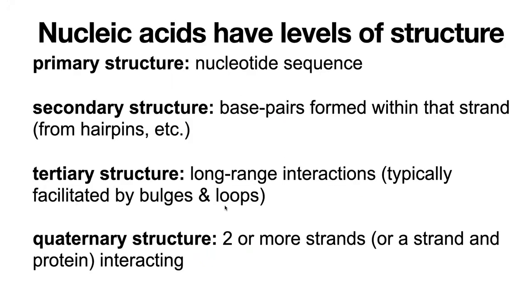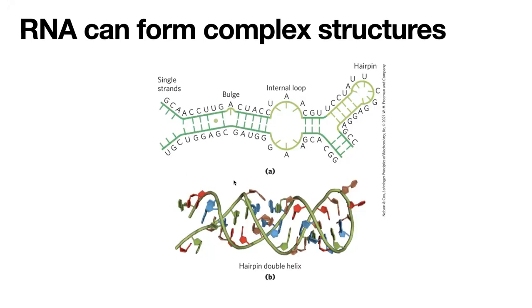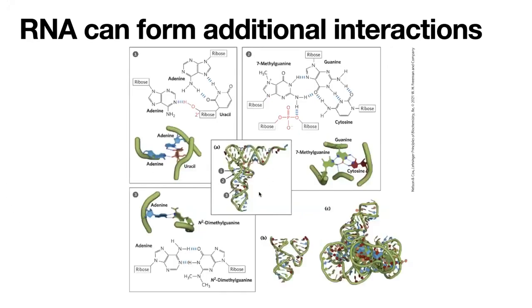We can also have tertiary structure. This is going to involve longer range interactions, typically facilitated by loops and bulges. So we can get internal loops and bulges. A bulge is kind of like a little part that sticks out that's not paired, and then a loop would be a sort of bigger region. You can imagine then you can have loops that are basically bringing parts of RNA from one part of the RNA to another part of the RNA, and you can get interactions between these. And because you have all those different donor and acceptor sites, you can get these complex interactions. These would be examples of our tertiary interactions.